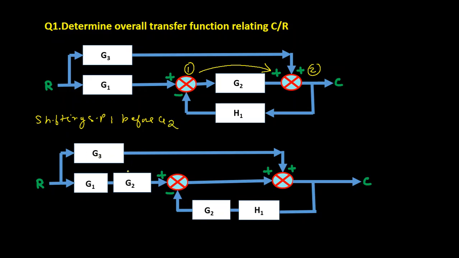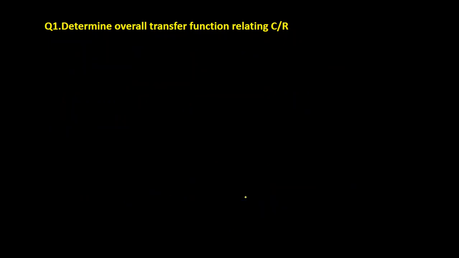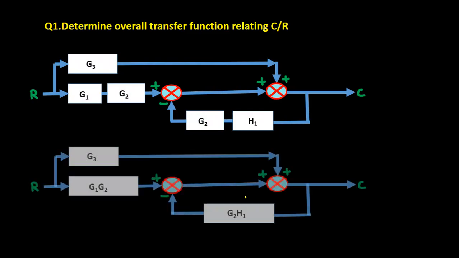Now here we can see that this G1 and G2 are in cascade and G2 and H1 are in cascade, and we know that whenever two blocks are in cascade, then the overall transfer function will be the multiplication of the individual transfer functions. So here we get G1 into G2 and here we get G2 into H1. So the block diagram will look like this now.